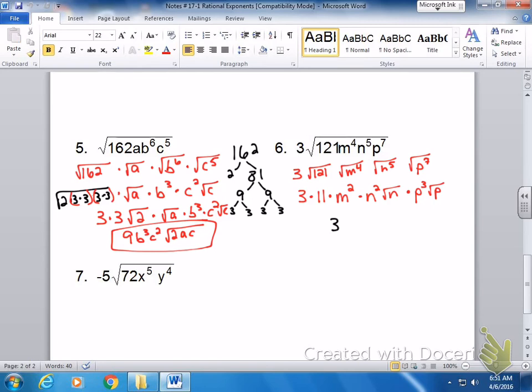Well, 3 times 11 is 33. Then I have m squared, n squared, p cubed, and inside the square root is n times p. So there's your answer. All right, guys, we got one more.